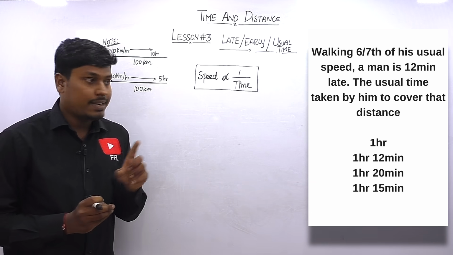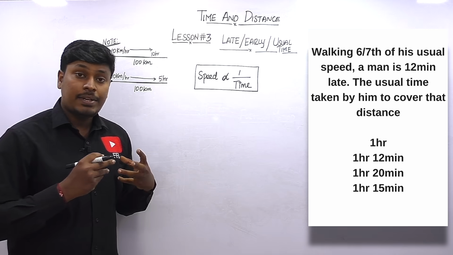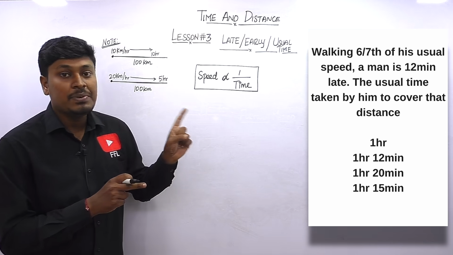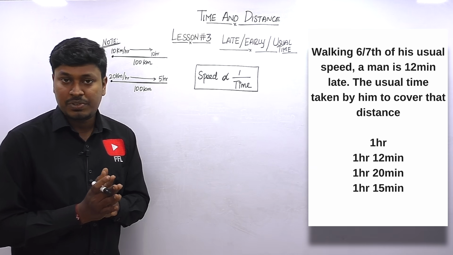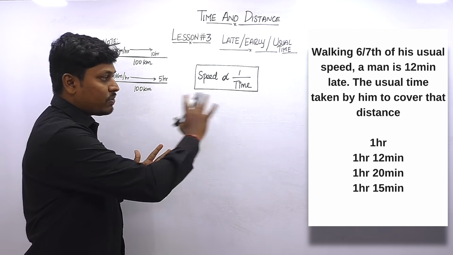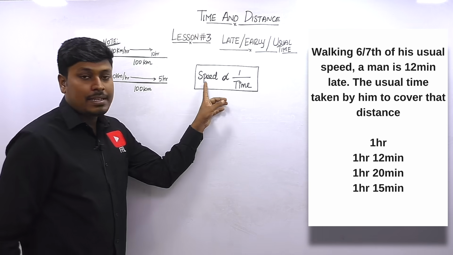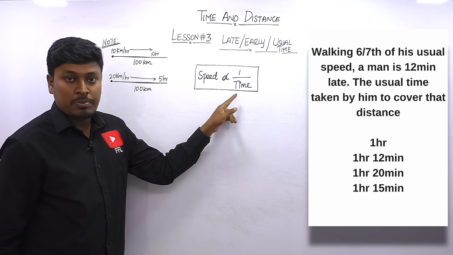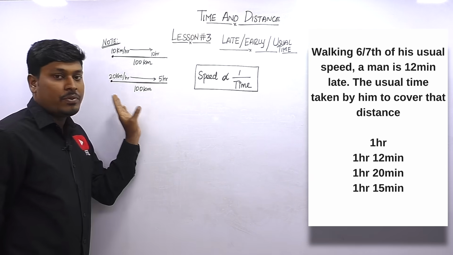And what is our target? Our target is to find the usual time taken, but the given value is speed, right? He is walking only 6/7 of the usual speed. Before solving this question, let me explain some concepts. Remember that speed is always inversely proportional to time. Everyone knows it, otherwise I can explain it with a few examples.